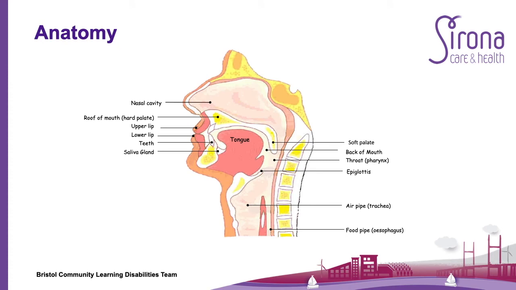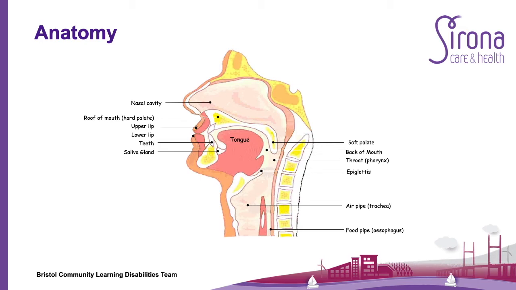Now we are going to cover some of the main structures used for swallowing and how a normal swallow works. This diagram shows a side view of the head and neck. You can see how large the tongue actually is. It has numerous muscles that are used both for helping to move the food around the mouth when chewing and also to push the food or drink to the back of the throat when we swallow.